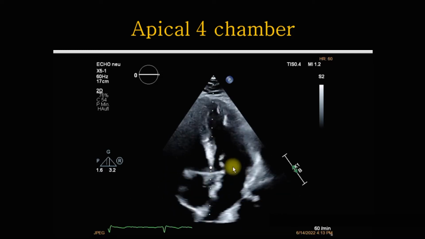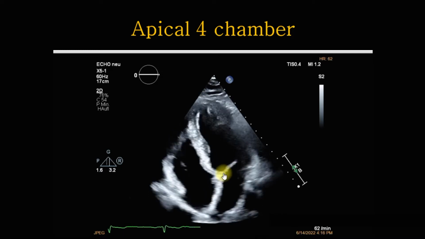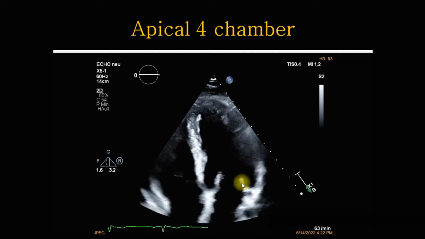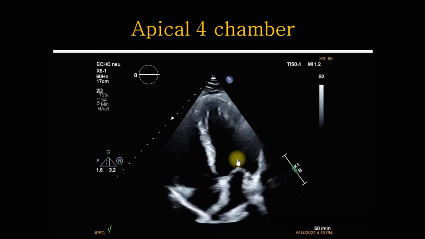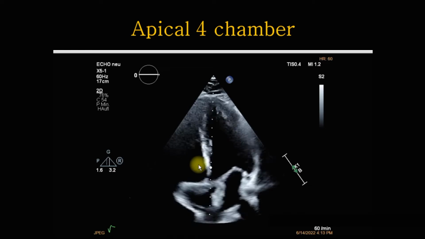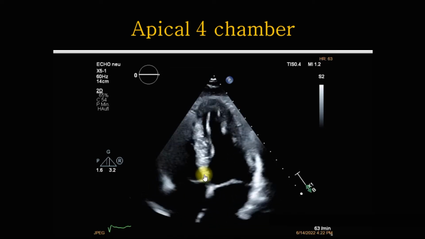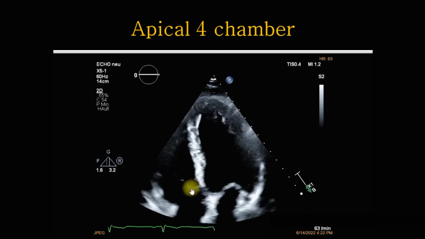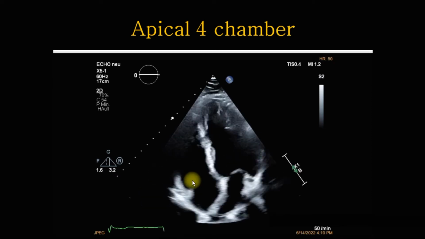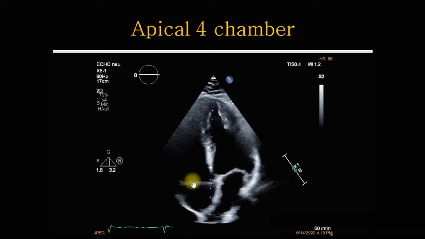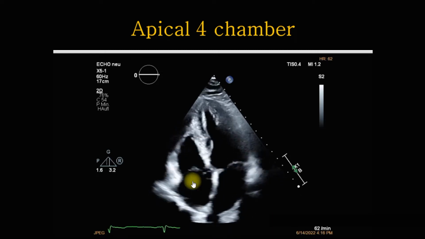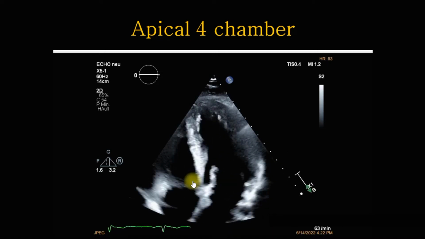This leaflet, the long one, the medial one is the anterior leaflet. The short one is the posterior leaflet. Here on the right side, we can see the septal leaflet of the tricuspid valve, and the other leaflet is most probably the anterior tricuspid leaflet.